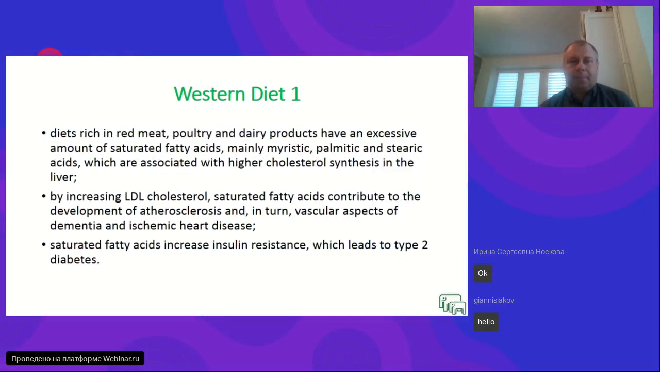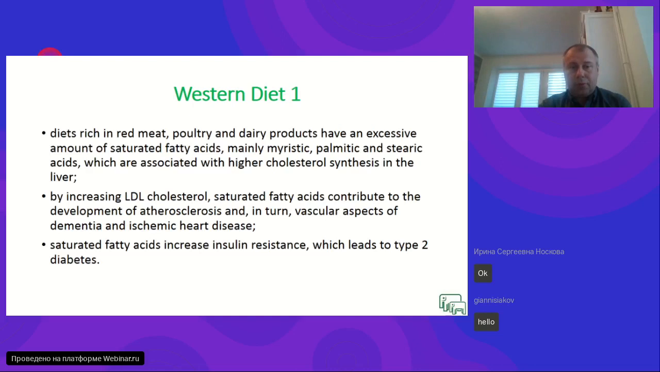All over the world, of course, people often don't have proper nutrition, and they follow the so-called Western diet. This diet is rich in red meat, poultry, and dairy products, which contain a great number of saturated fatty acids, mainly myristic, palmitic, and stearic acids, which are associated with higher cholesterol synthesis in the liver. And by increasing low density cholesterol, saturated fatty acids contribute to the development of atherosclerosis, and atherosclerosis as a disease leads to, for example, vascular dementia or ischemic heart disease. So the Western diet promotes the development of atherosclerosis and of such widespread pathology as dementia and ischemic heart disease.